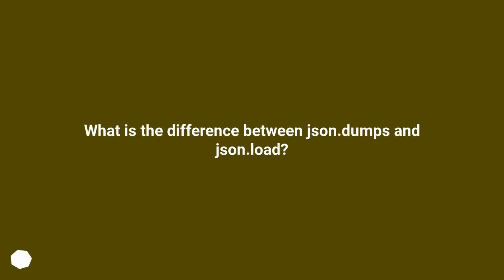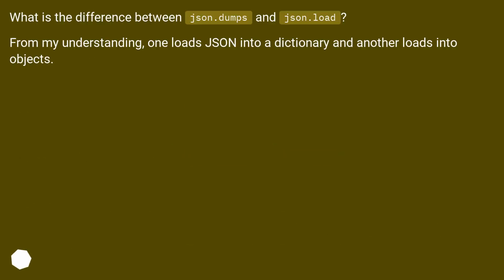What is the difference between json.dumps and json.load? From my understanding, one loads JSON into a dictionary and another loads into objects.